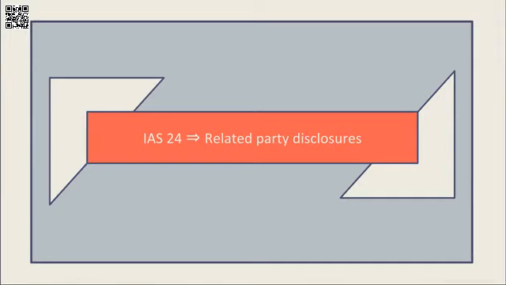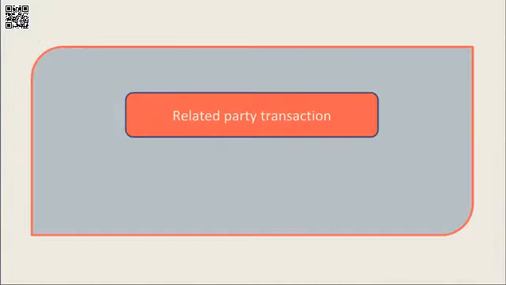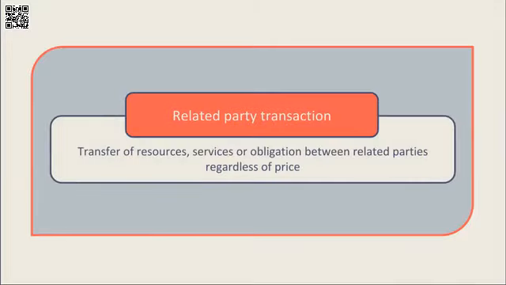IAS 24 requires transactions and outstanding balances with an entity's related parties to be disclosed. A related party transaction is defined by the standard as a transfer of resources, services, or obligations between related parties, regardless of whether a price is charged. So, our starting point is what or who are related parties.